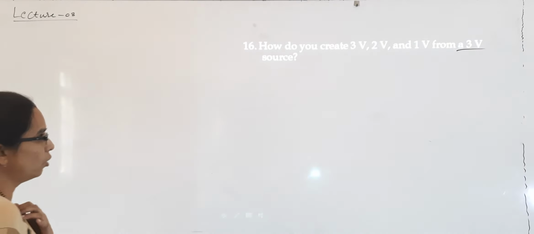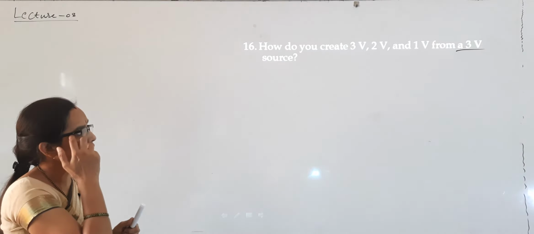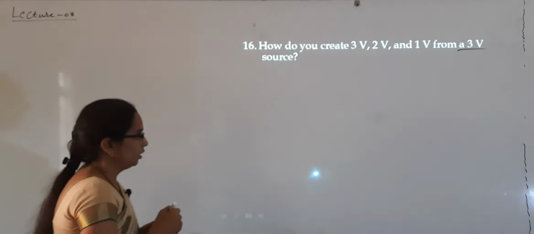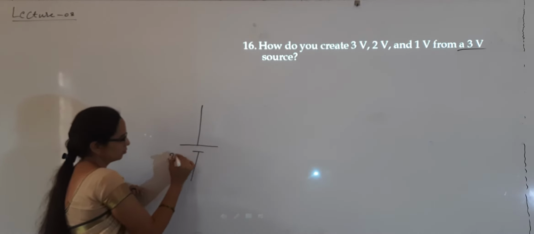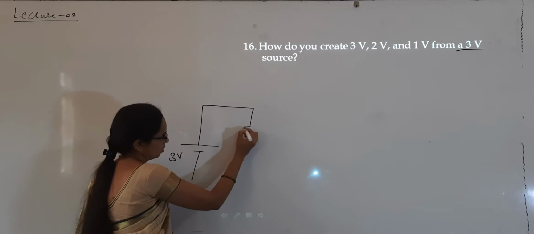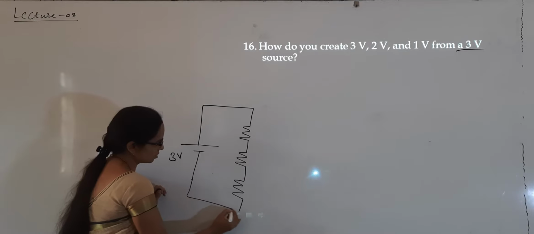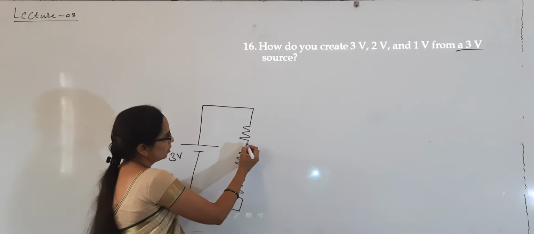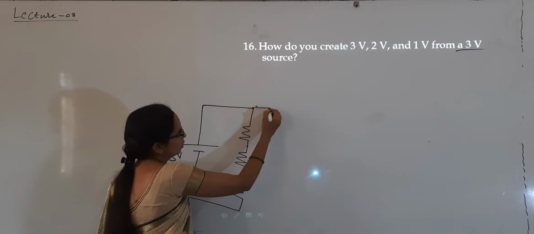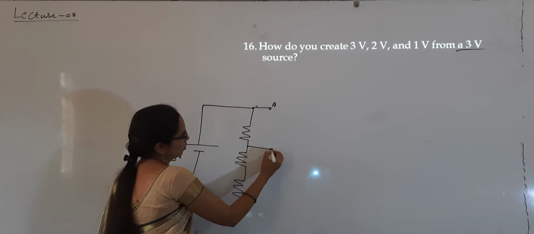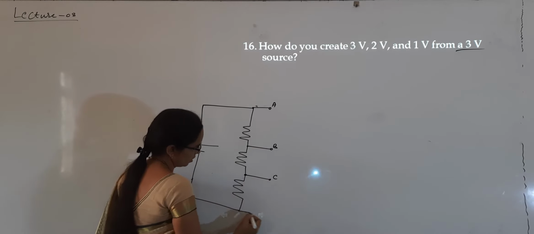Next problem is, how do you create 3 volts, 2 volts and 1 volt from a 3 volt source? That means they have given a 3 volt source. For that you have to connect 3 resistors in series. The points are A, B, C and D.